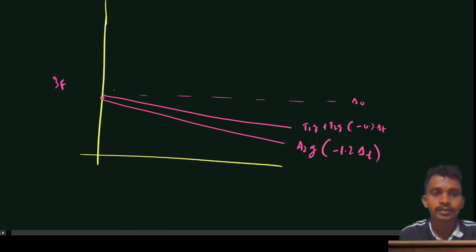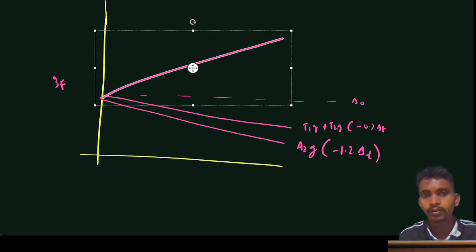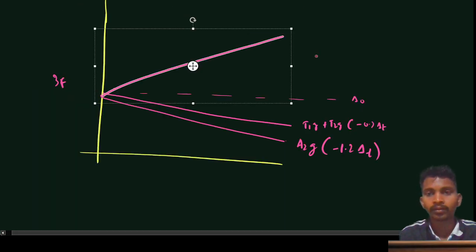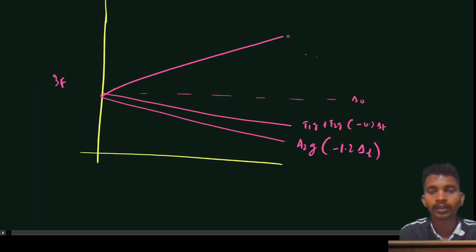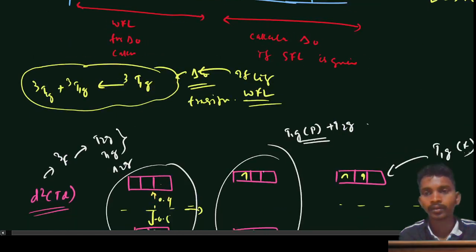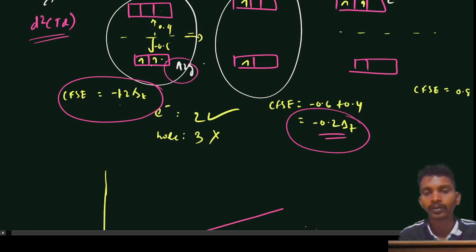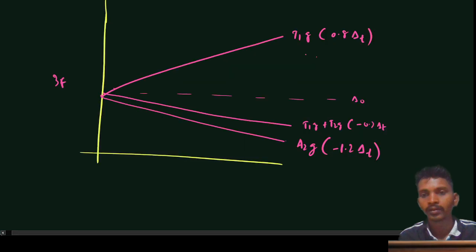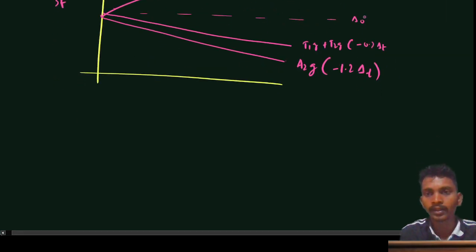Okay, another is 0.8 delta knots, that is let's say T1G, that is 0.8 delta T. Okay, sorry, confused. This is that delta T.